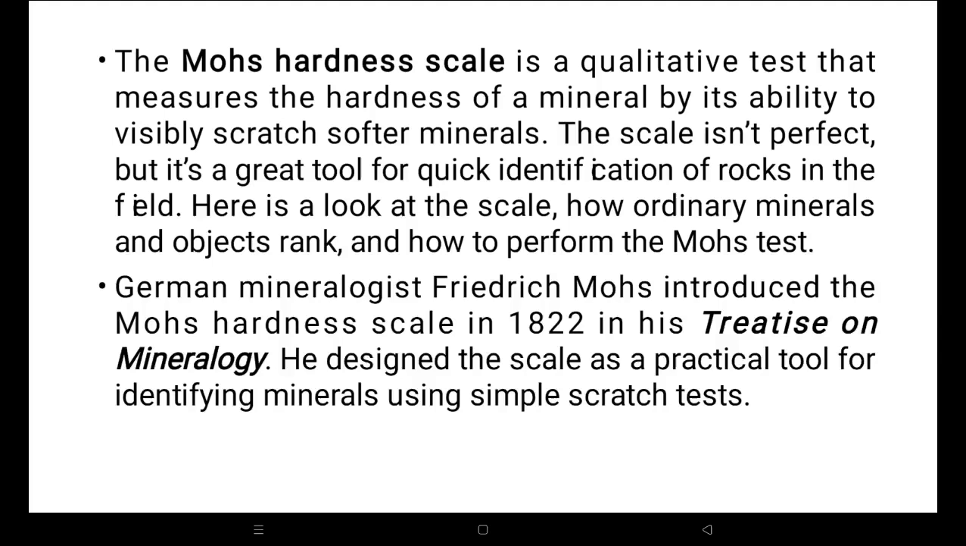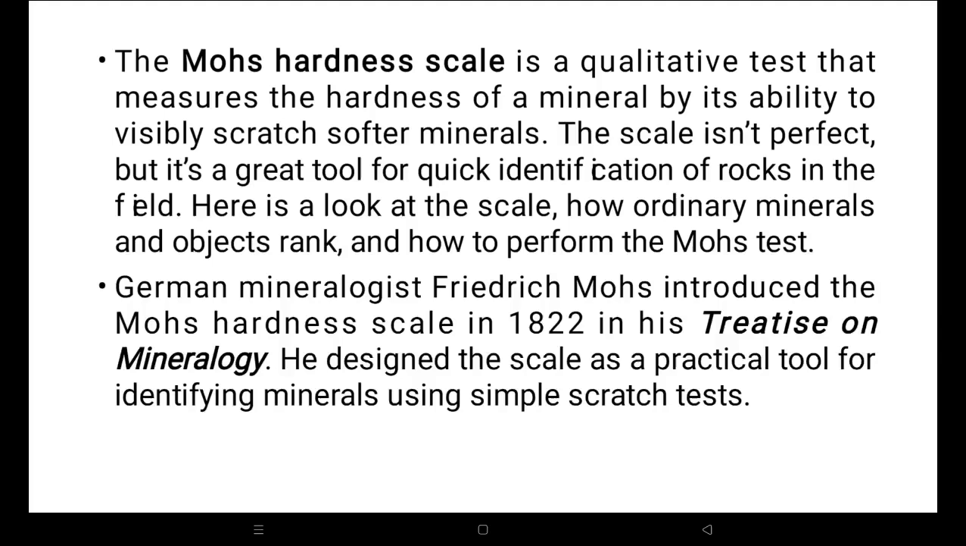As we already know, there are 10 minerals, like talc's hardness is 1, and likewise talc, gypsum, calcite. Although they are given hardness 1, 2, their absolute hardness varies. So this is the qualitative measure of the hardness of minerals by the ability to visibly scratch softer minerals.